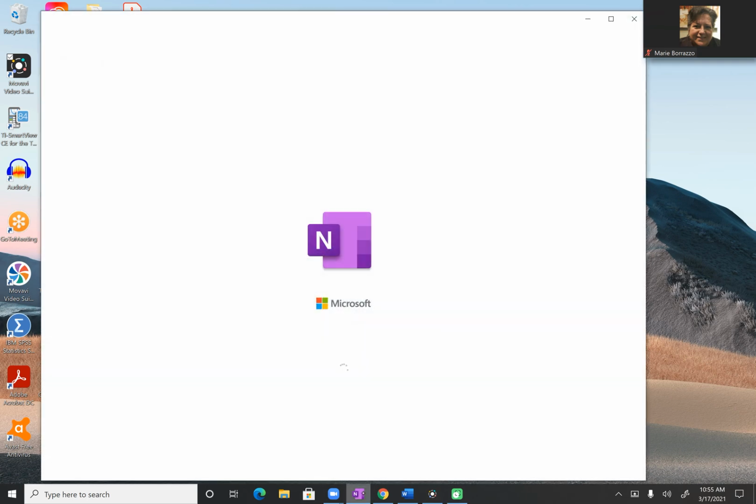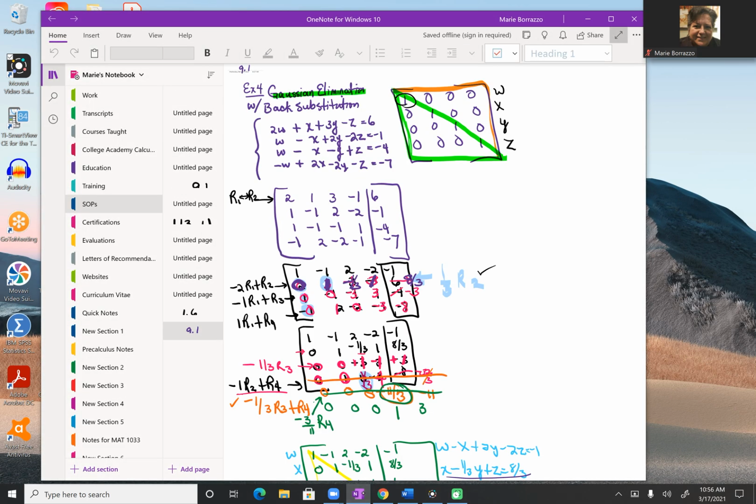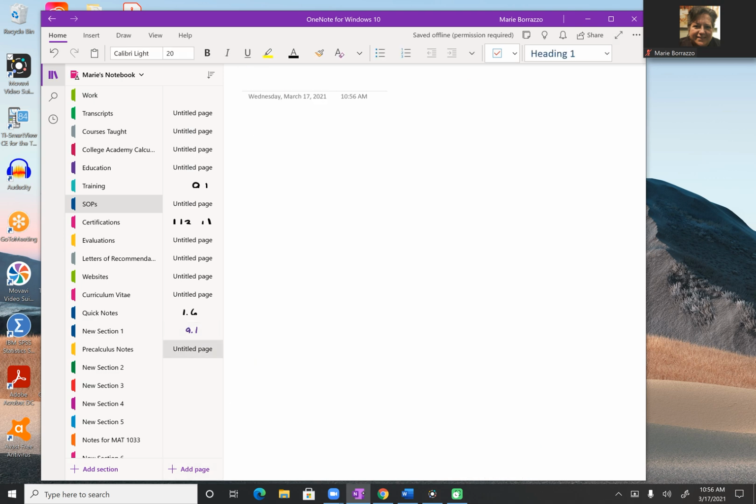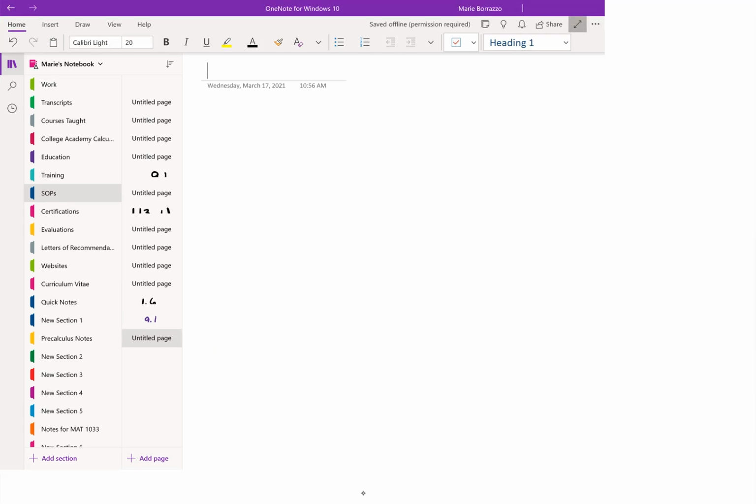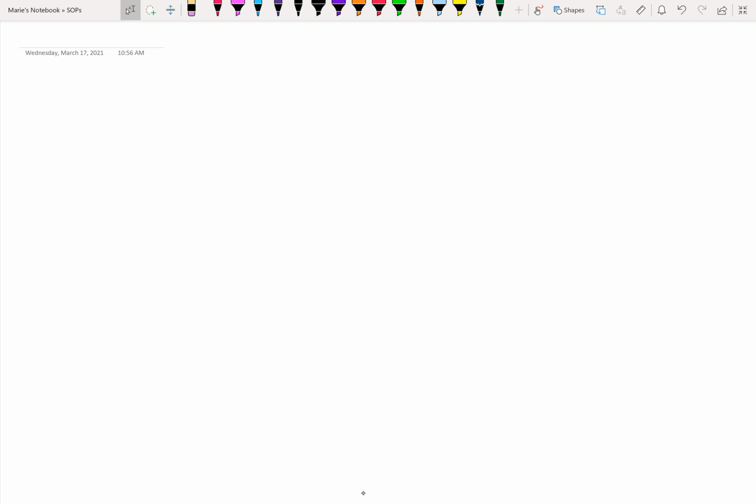All right. And this recording is basically all of 9.2 notes. There's only 4 examples. And so 9.2 has to do with inconsistent and dependent equations.